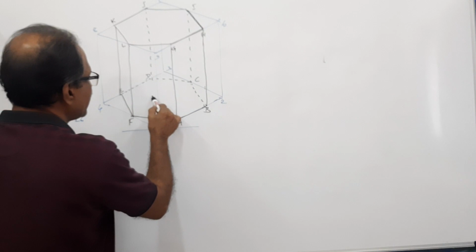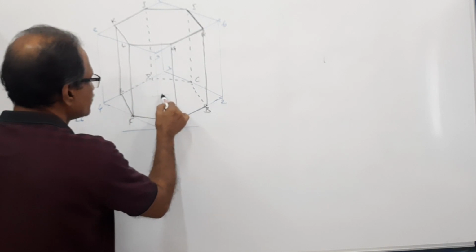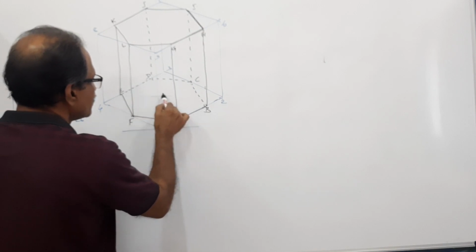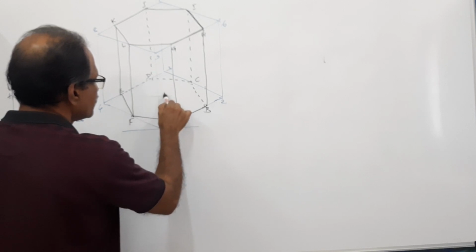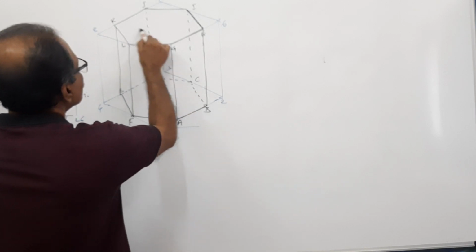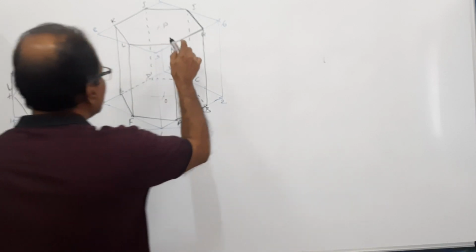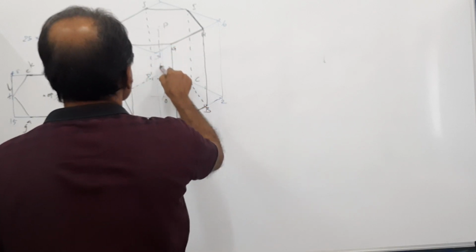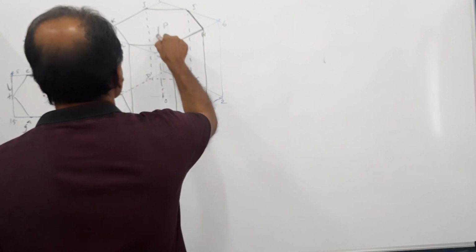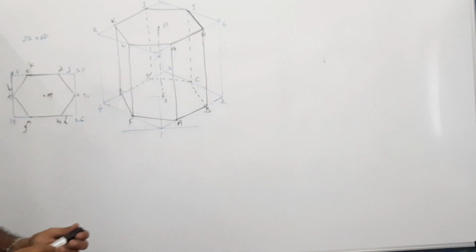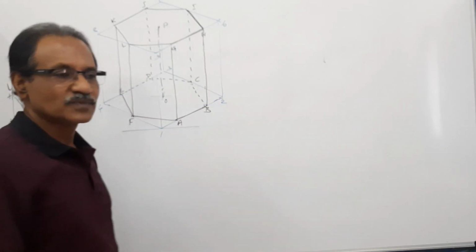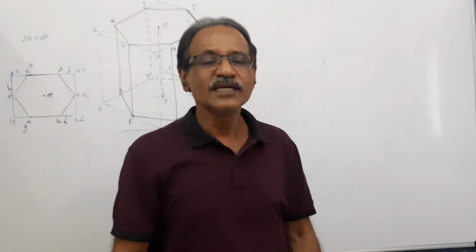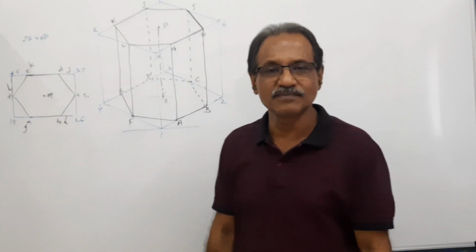I draw very lightly 2 lines. O, P. What is OP? OP is the axis. Agreed?